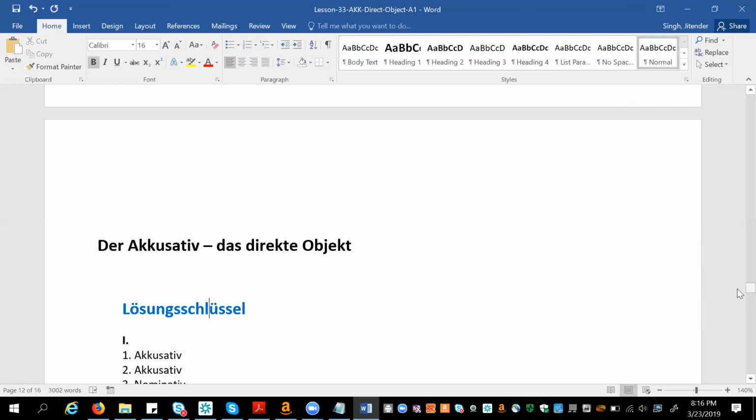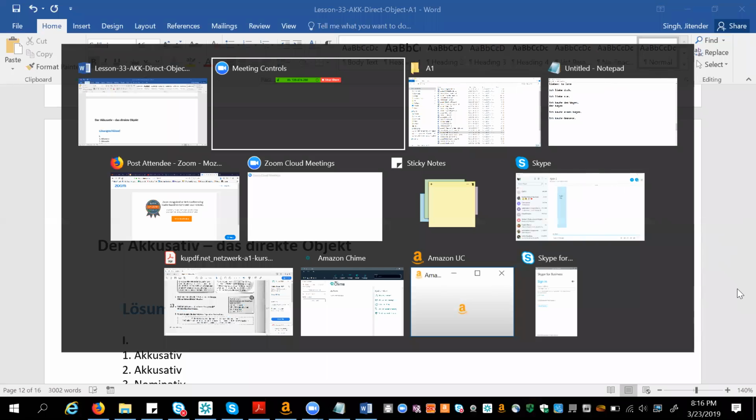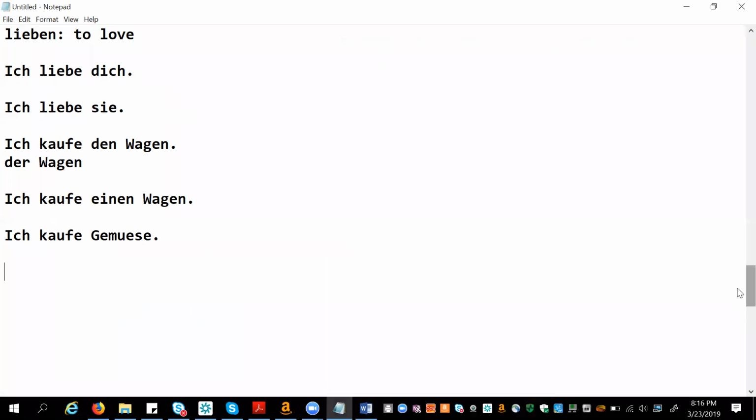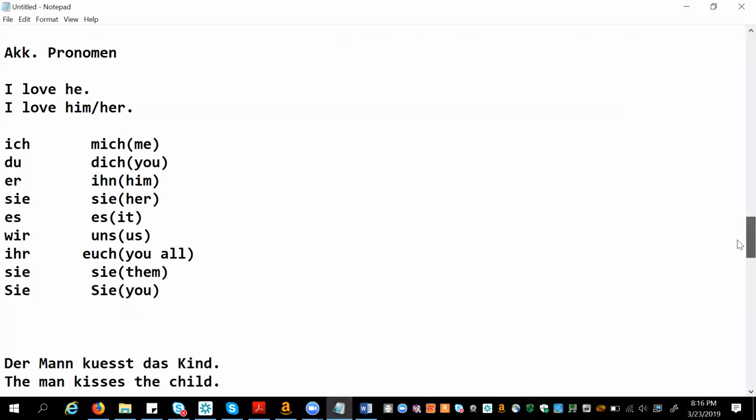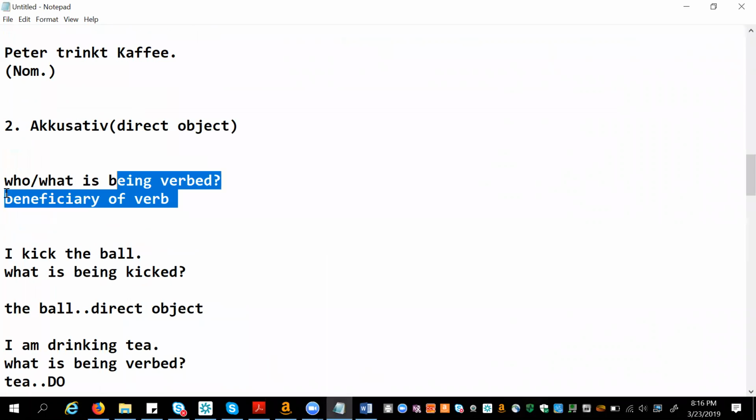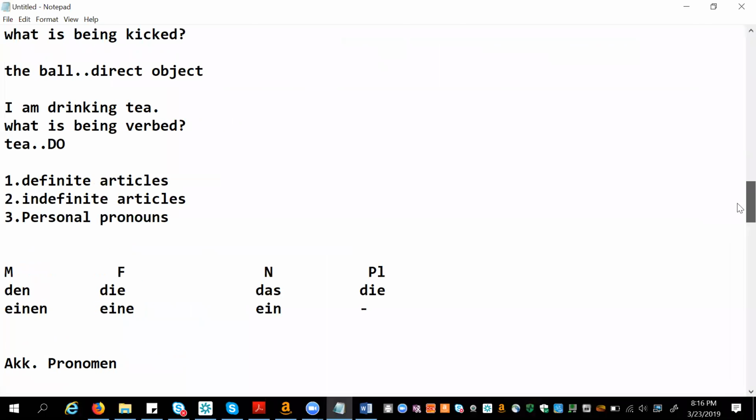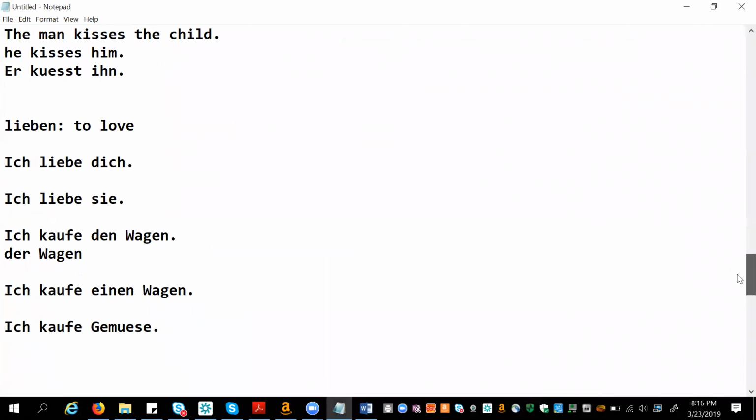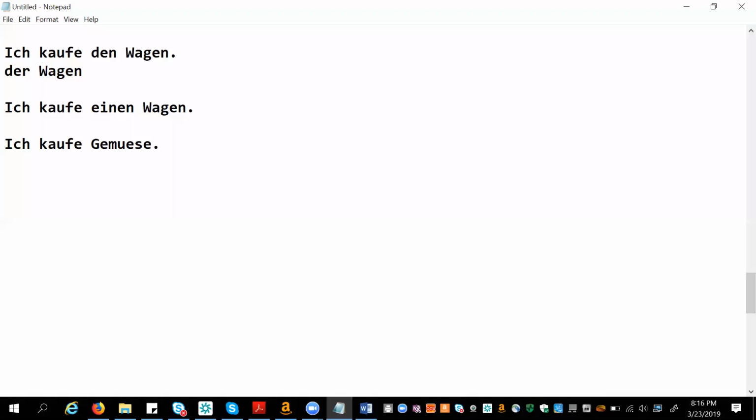So the main topic is to understand what the subject in a sentence is and what the direct object is. Nominative and Accusative. Nominative is a subject. Accusative is a direct object. How can we identify whether it is nominative or accusative? Who or what is being verbed in a sentence tells you about the direct object. Accusative, or the beneficiary of the verb, is always accusative, meaning direct object. We have some examples here. Now I'm making a table which is very important, and if you remember this table, you will not make any mistakes.